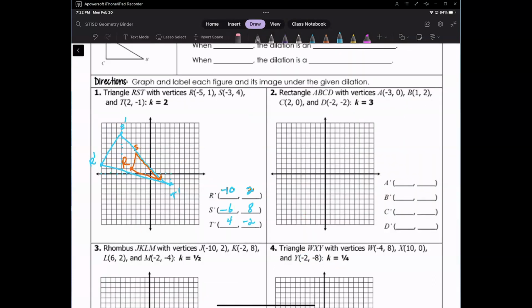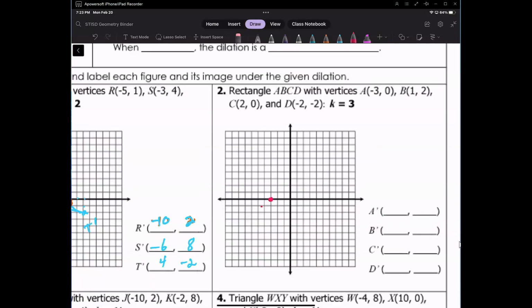We're going to go and do the rectangle. So A is -3, 0. B is 1, 2. C is 2, 0. And D is -2, -2, so that's D. So there's our rectangle. We know that the scale factor is 3 because k equals 3. So you're going to multiply: -9, 0, 3, 6, 6, 0, -6, -6.